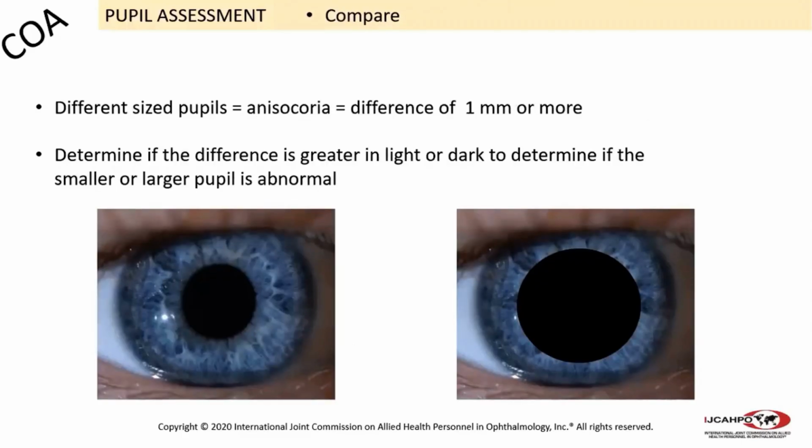Different size pupils as compared from right eye to left eye is termed anisocoria. The difference must be 1 millimeter or more to be considered anisocoria. Determine if the difference is greater in light or dark to determine if the smaller or larger pupil is abnormal.